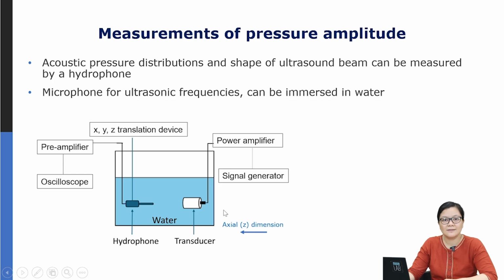Now, the transducer will send an ultrasound beam in the direction from right to left, known as the axial or the Z dimension right here. And typically the hydrophone is connected to a preamplifier, as it will receive and amplify the ultrasound signal received from the transducer, and the signal will then be digitized with the oscilloscope. This hydrophone is also connected to an XYZ translational device here, and that will allow the hydrophone to scan the beam in 3 dimensions inside the water tank.